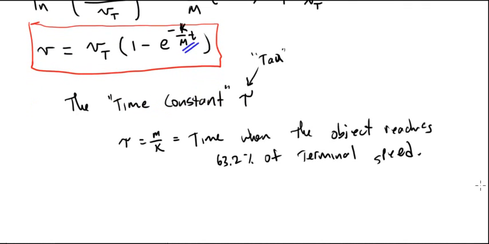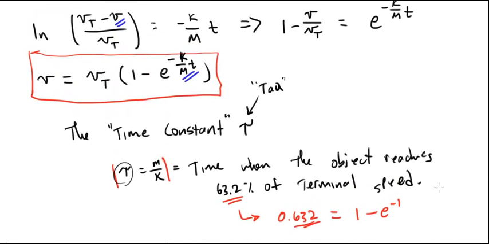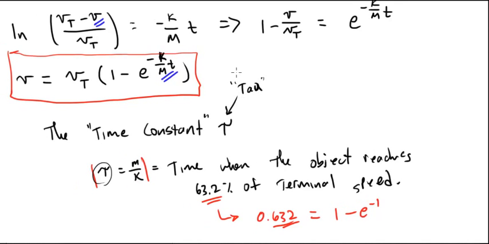Okay? And so this is the time constant. And where is this number coming from? Well, 0.632 is equal to 1 minus e to the negative 1. That's where that number comes from. And so substituting tau in up here, we can rewrite this equation, I'm running out of space, I have to move over, as v equals vt, terminal velocity, times 1 minus e to the negative t over tau.